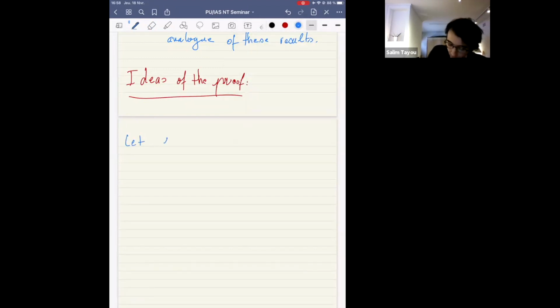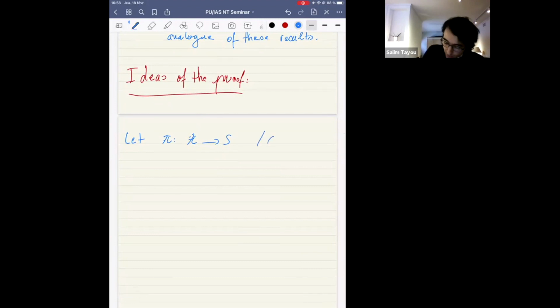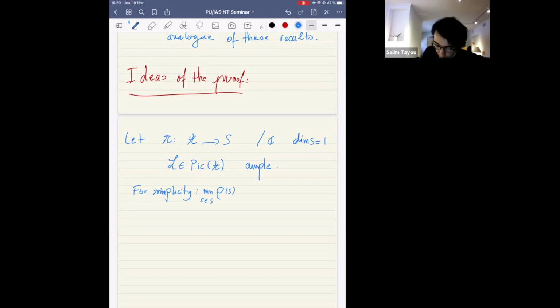So let π be a family of K3 surfaces over a smooth quasi-projective curve S, over C. And we consider here a line bundle over X, which gives an ample line bundle, so it's a polarization. And for simplicity, assume that the generic Picard rank is 1, so the minimum over the whole family is 1.